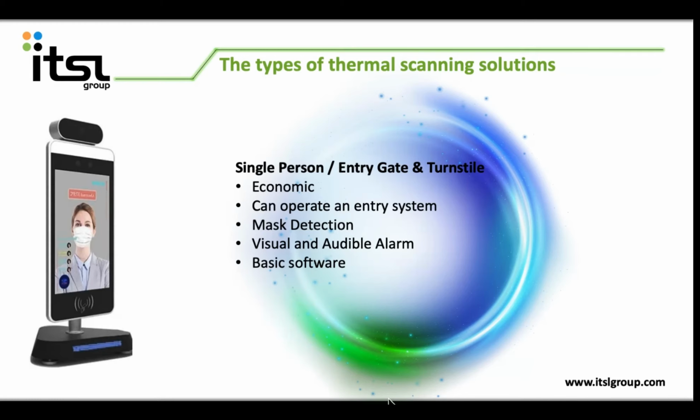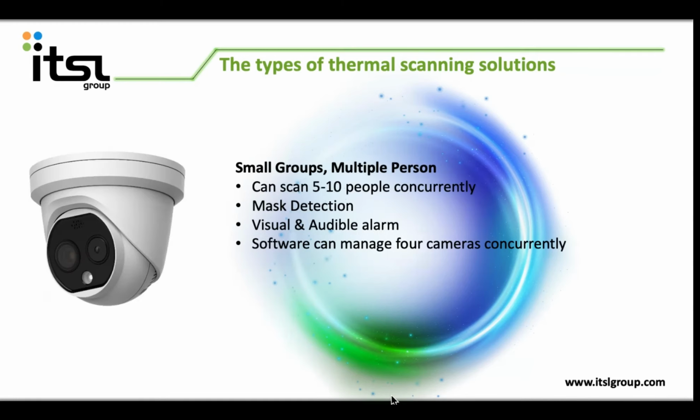And then we move on to the mid-range device. The mid-range has probably been our most popular because it captures more than one person. So you can have groups of 5 to 10 people walking past it, and it will instantly see the individuals, it will instantly see the temperature and show if there's an over temperature detected. It picks up incredibly quickly, and you're going to see it in the live demo in a moment. This is the camera that we're using, and you will see how quick it will pick up an individual and how quick it will show the temperature.